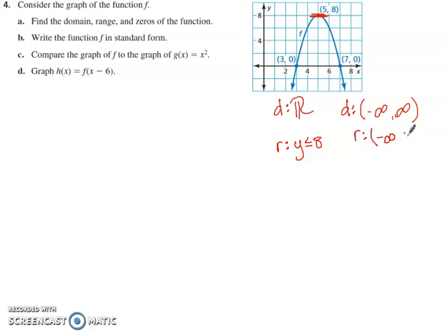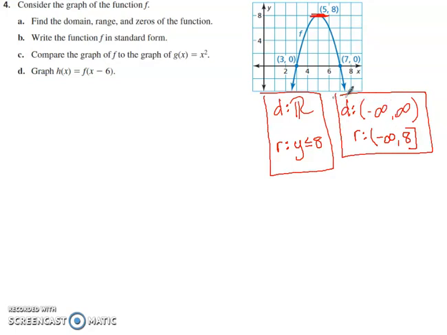so we can go to -infinity, but then when we go up for our y values, there is a cap, so the biggest my y value could be is 8, and then we use a bracket to say that we can actually equal 8. So either way you choose to write your domain and your range is fine. You can use interval notation, or we can use inequalities. Zeros are simply where our graph crosses the x-axis. So the zeros would be at 3 and 7. So I'm looking for the x values where our graph crosses the x-axis, and that is 3 and 7.